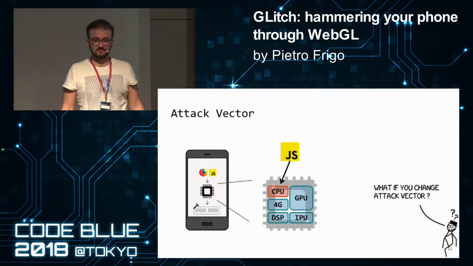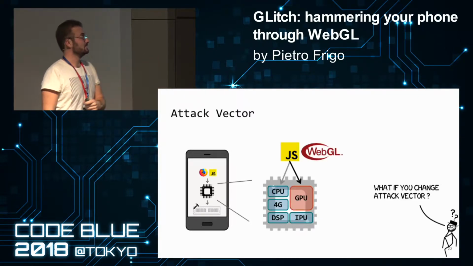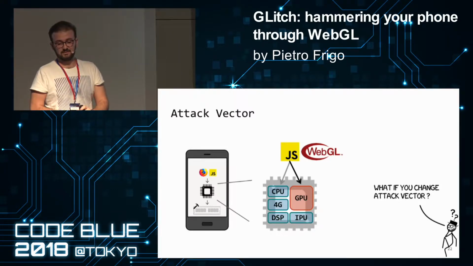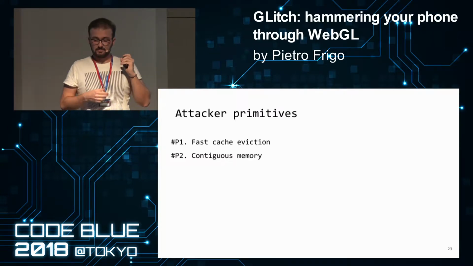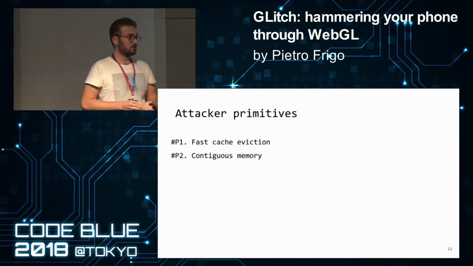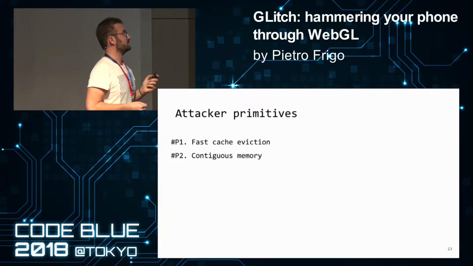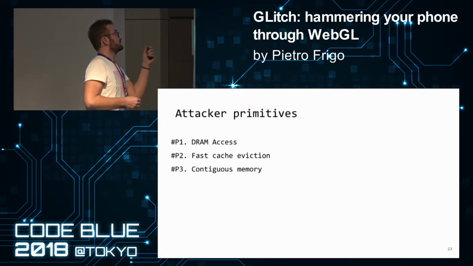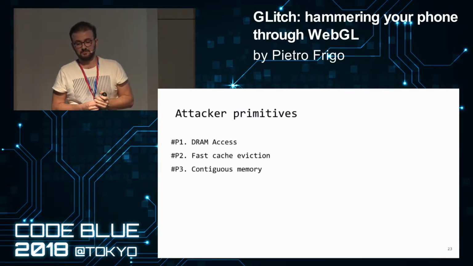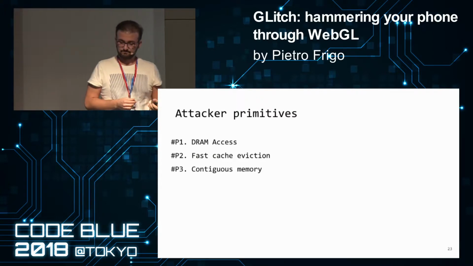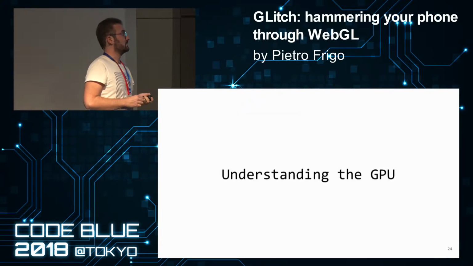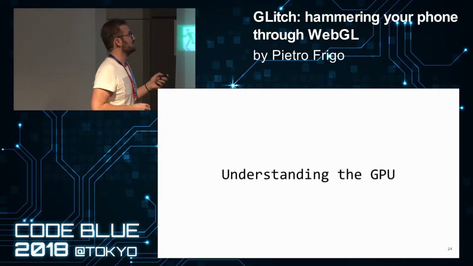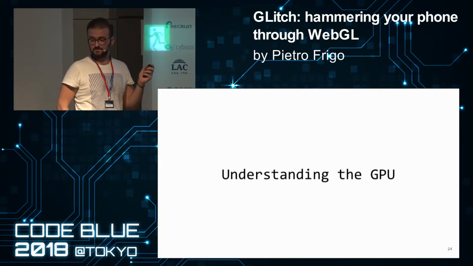But as you maybe have guessed from the title of this talk, you can also use WebGL on the GPU, so you can run code on the GPU from the web. So back to our primitives. Now we need to figure out how to get these two from the GPU. And also we need to figure out how to get DRAM access, first of all, from the GPU. So to understand how we get DRAM access, we first need to understand how the GPU works. So let's have a bit of introduction of how this works.